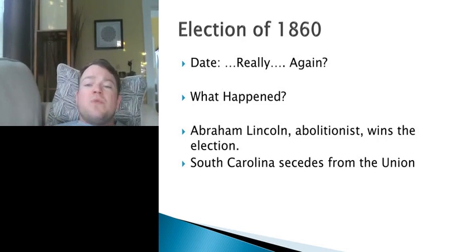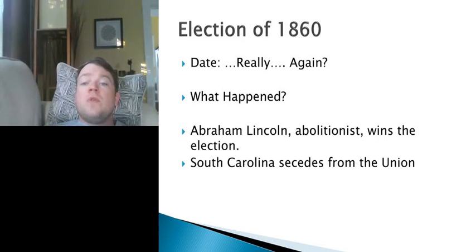He wasn't really truly at this point trying to get rid of slavery. He very famously talked about how if he could keep slavery and keep the Union together, he would do that. If he had to get rid of slavery and keep the Union together, he would do that as well. He was definitely against the spread of slavery. Was very concerned about slavery spreading out west, and definitely didn't want that to happen. But just about as soon as the ink was dry on the election results, South Carolina is going to secede, or leave the Union.